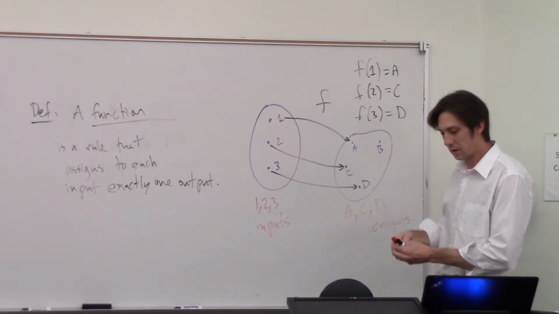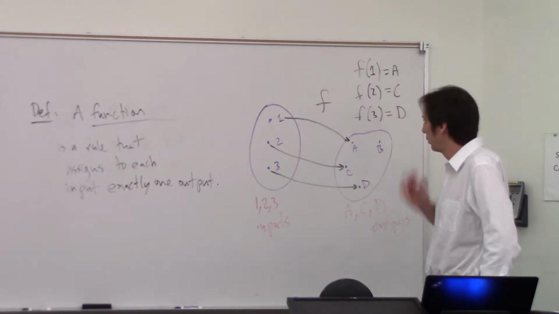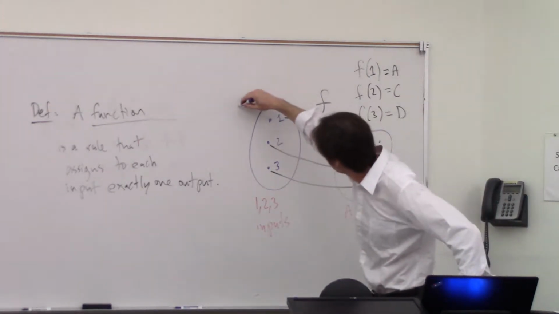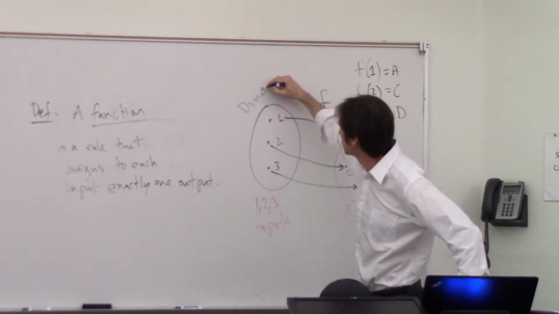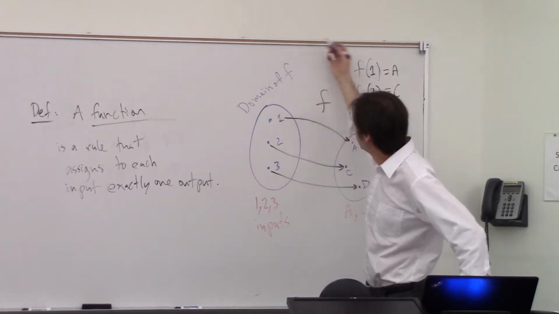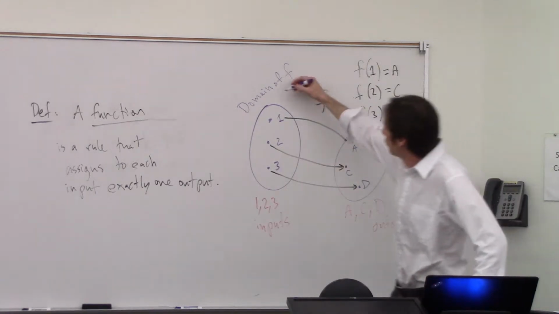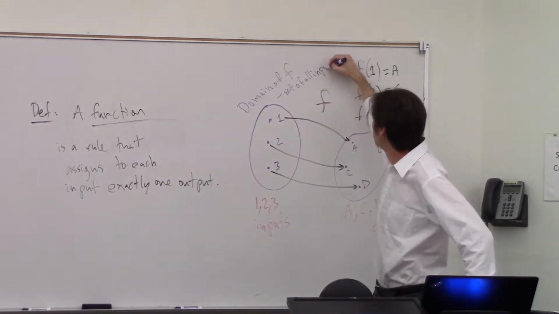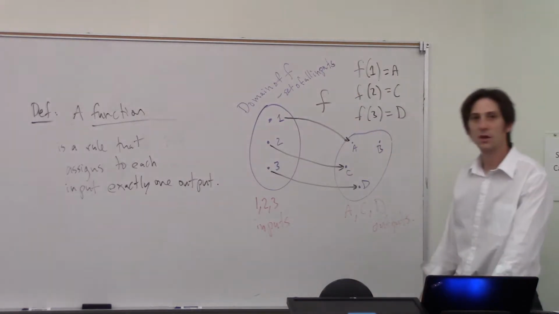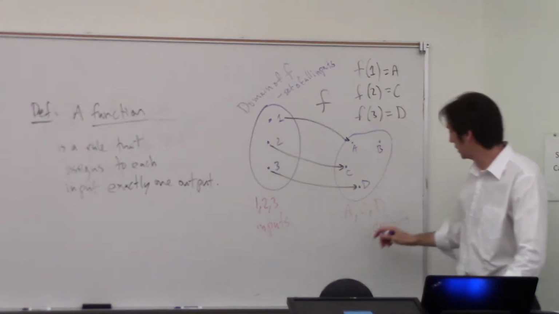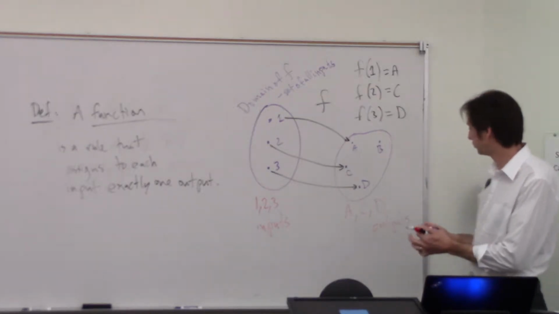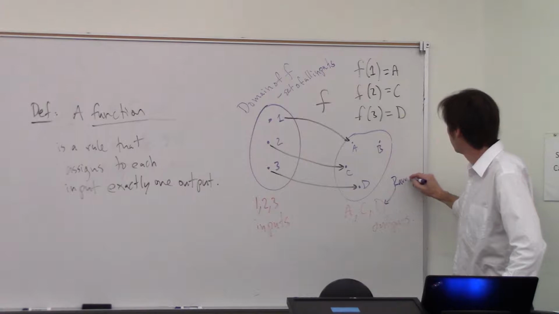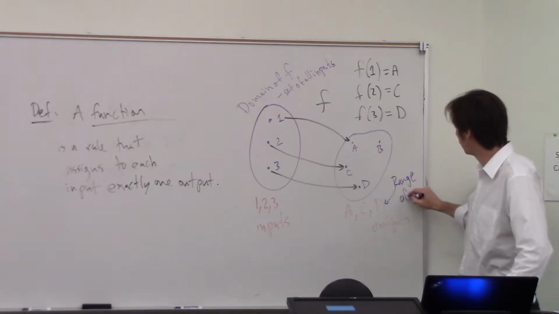You might have heard a couple of these other words associated with functions that I'll mention here in just a second. This set of inputs is called the domain of the function. Again, so the domain of f is the set of all possible inputs. The outputs, A, C, and D, these make up the range of the function.